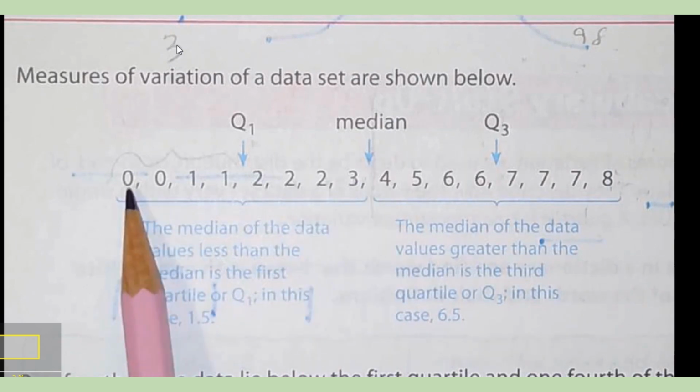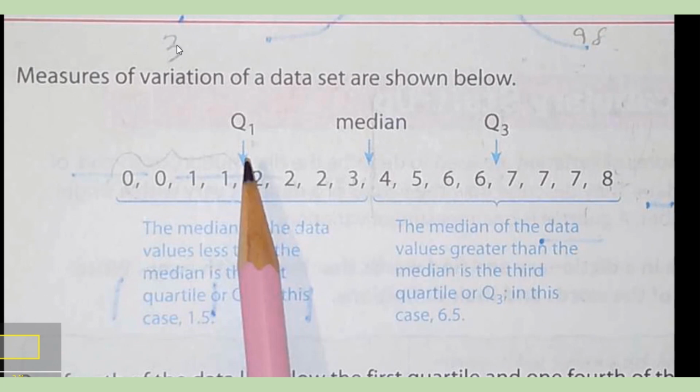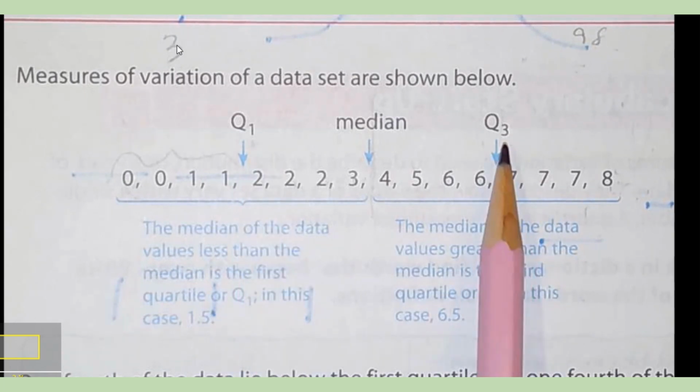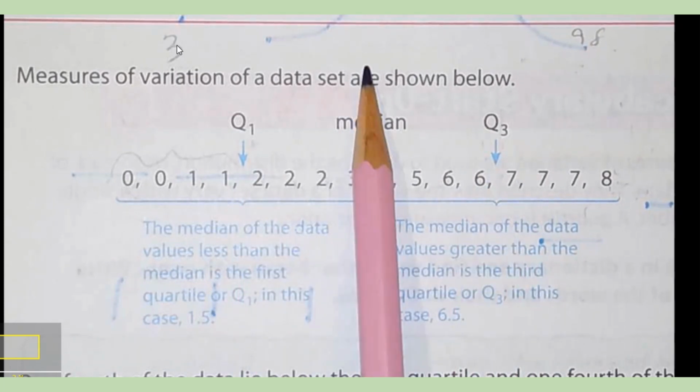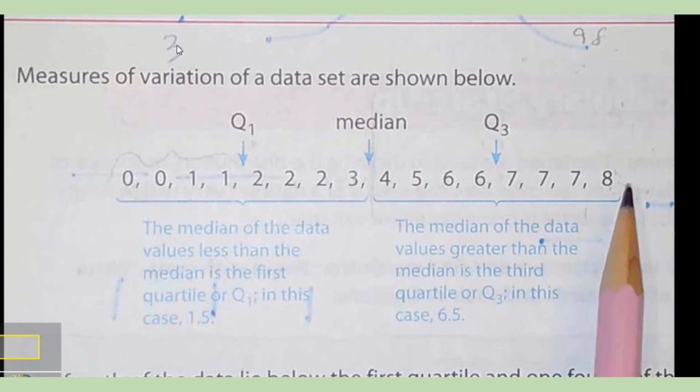Now, they broke it down into 4 parts. But what they don't do, students, is they only identify Q1 and Q3, because we assume we know that the median is half of this and half of this.